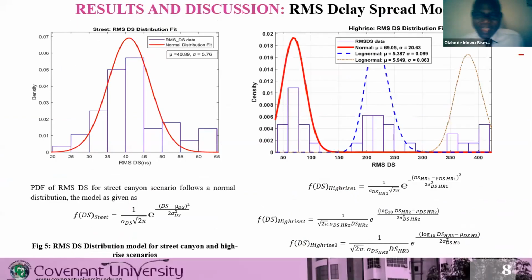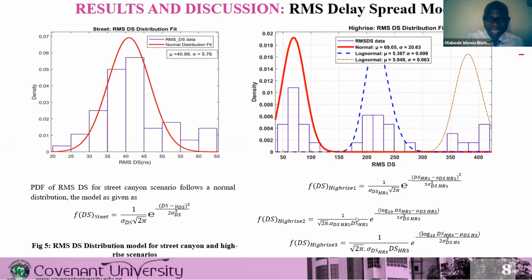The next thing we did was to investigate the probability density function of the distribution of the delay spread. We see that in the street canyon, our model follows a normal distribution, where the model is also extracted using the statistics shown in figure 5. Then in the high rise, we see the 3 clusters, with the first arriving cluster modeled as a normal distribution, while the second and third arriving clusters are modeled as log-normal distributions. Their mathematical models were also extracted and presented.